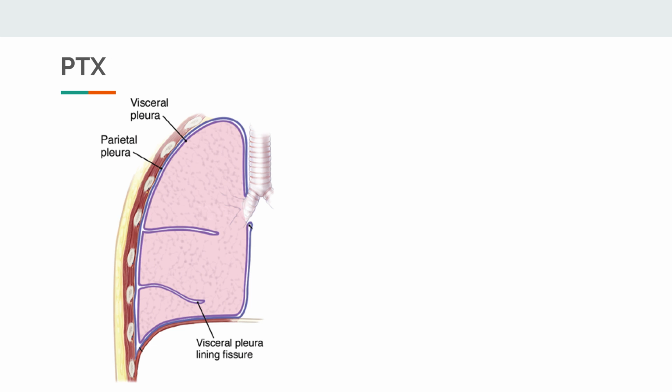The inner lining is called the visceral pleura, and it tightly covers the lung, following the lung's fissures that separate the different lobes. The outer lining is called the parietal pleura, and it attaches to the inner surface of the thoracic cavity as well as lining the upper surface of the diaphragm.